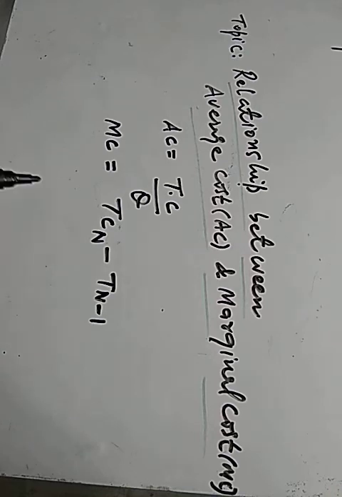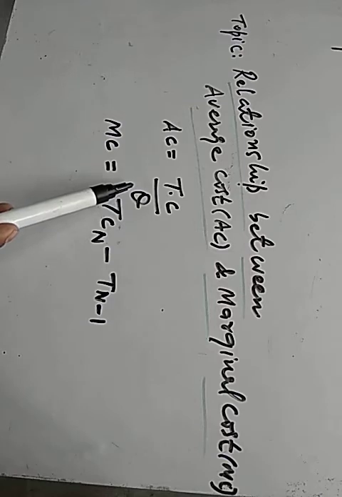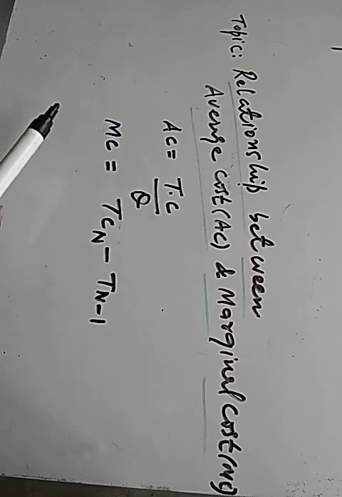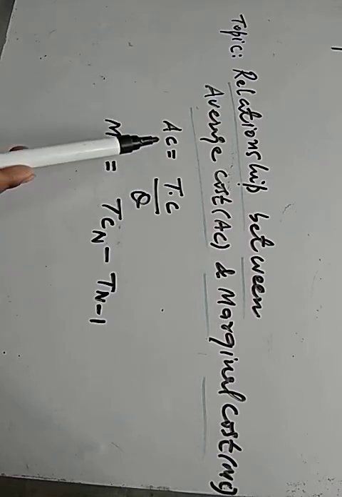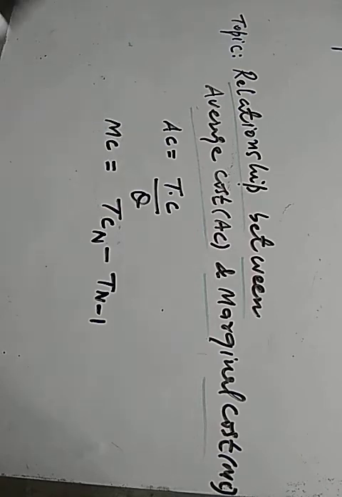Now we will take the values of total cost and different levels of output, and from these values we can calculate average cost and marginal cost. First we will show it in the form of a table, and then we will draw a graph of that data which will give us the average cost curve and marginal cost curve.